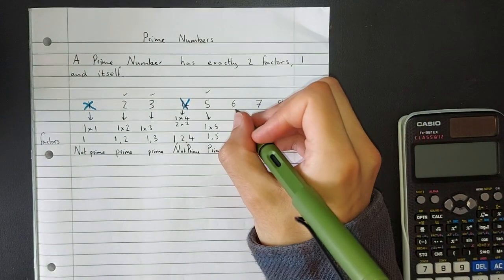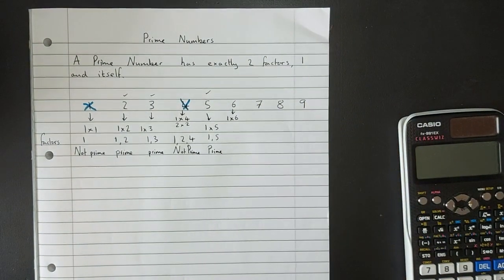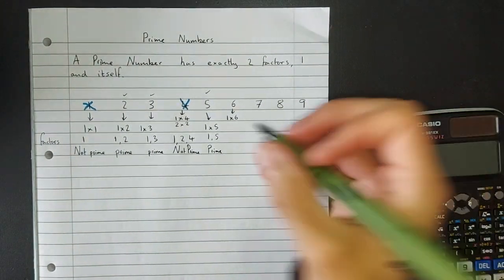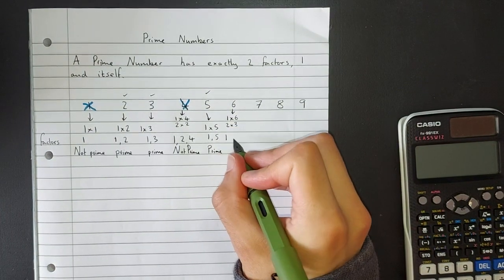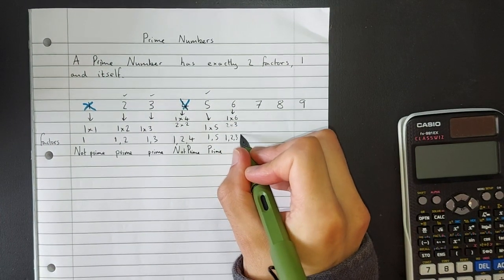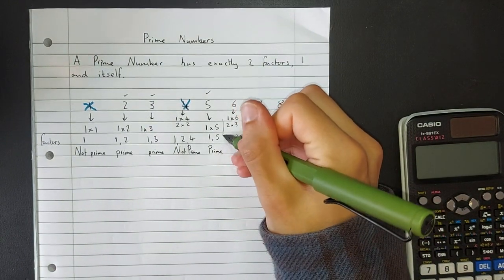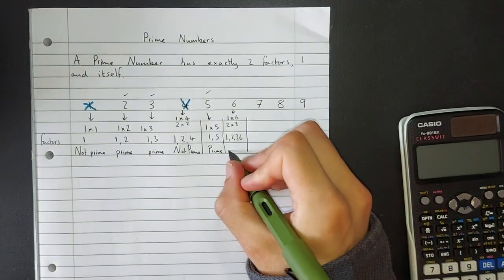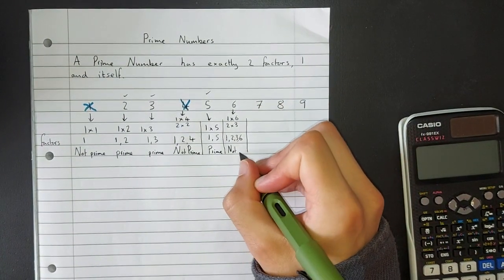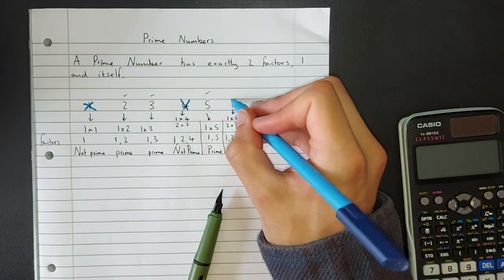6. Well, 6 is the same as 1 times 6. We can also do 2 times 3. So that means the factors are 1, 2, 3, and 6. I should get my commas in there because it's a list. That means 6 is not prime. So let's do our cross through that.